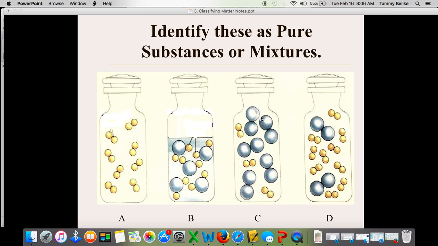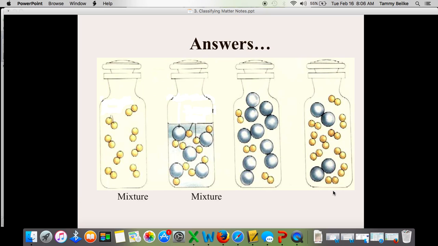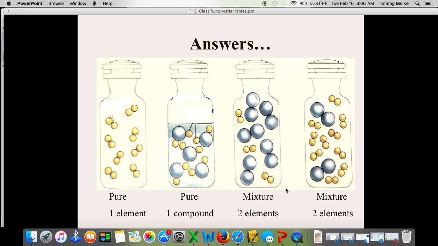In this jar, the two elements are not bonded. So you can actually pick out all of the gray molecules from the yellow molecules. So this one's a mixture. And then jar D is also a mixture for the same reason. Okay, so we have our pure, pure, mixture, mixture. And these were our previous classifications.